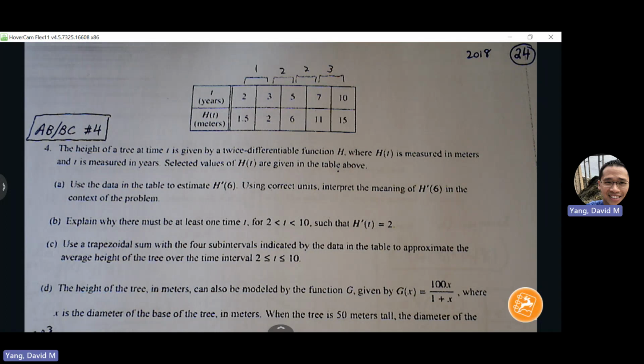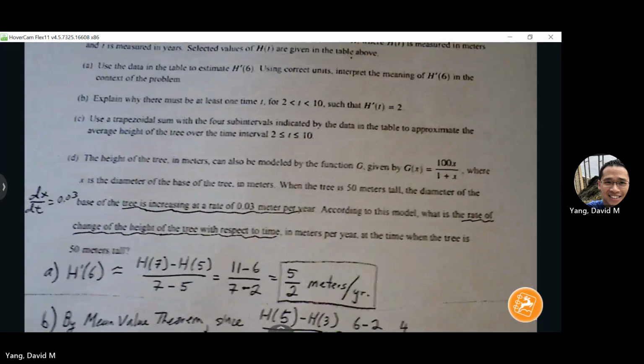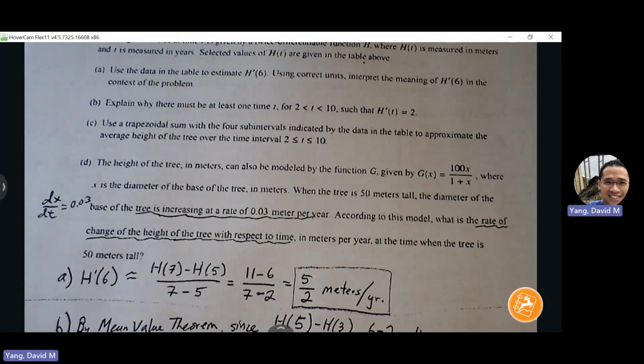Use data to estimate h prime of 6. Well, I have h. I want to estimate h prime. I know h prime is the rate of change, so slope. Pick the closest ordered pairs. Change in height over change in years.